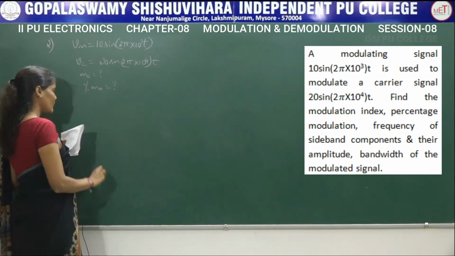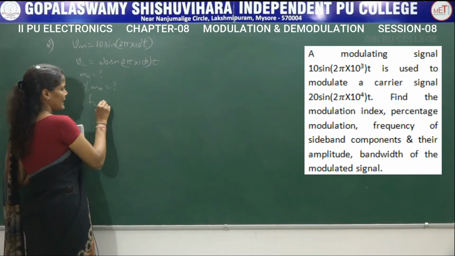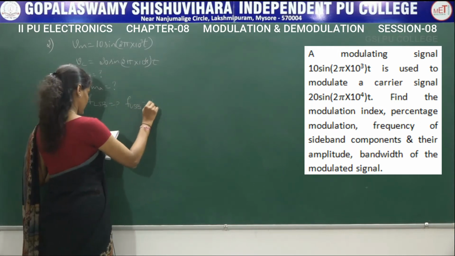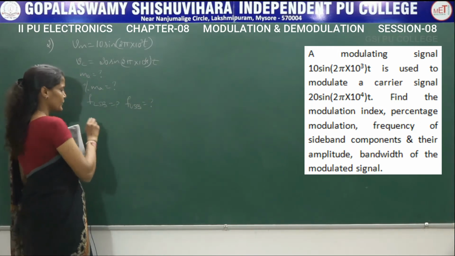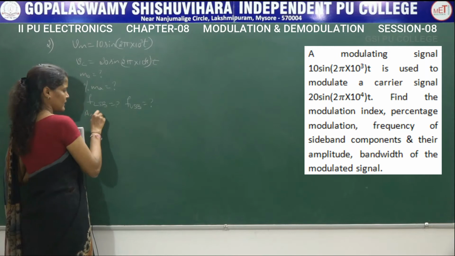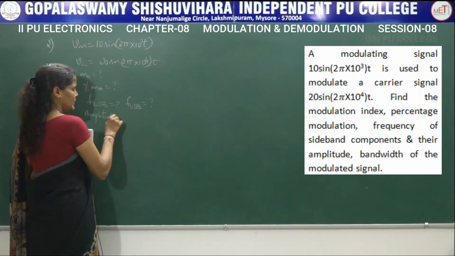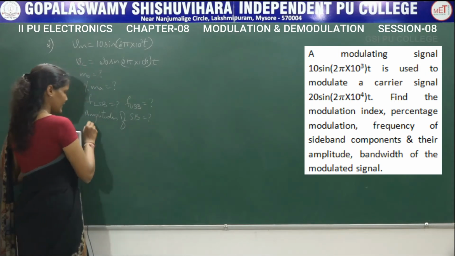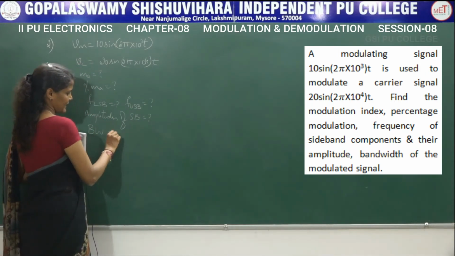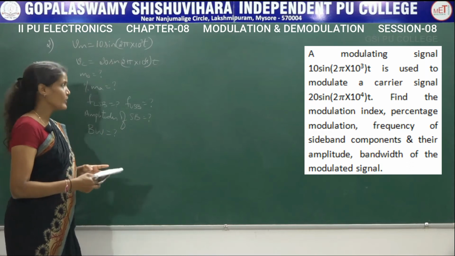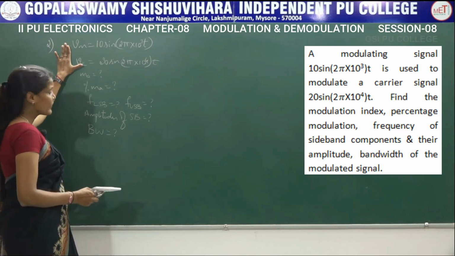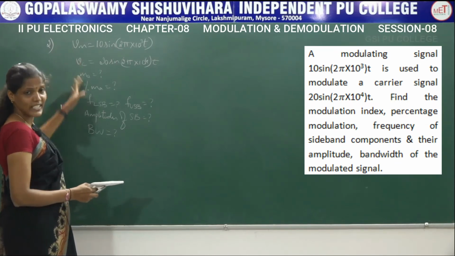Find the frequencies of the sideband components FLSB and FUSB, and their amplitudes of sidebands, and the bandwidth of the modulated signal. So these are the things you have to find for the given equations of a modulating signal and a carrier signal.